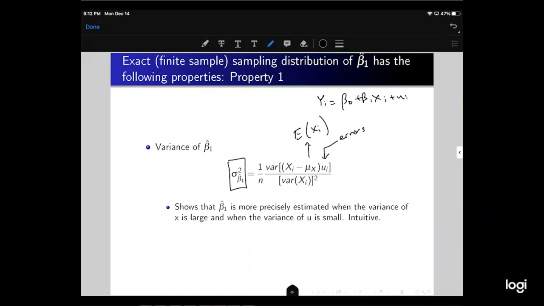So this shows that beta hat 1 is more precisely estimated, or the variance of beta hat 1 is smaller, when the variance of x is larger. So as the variance of x, the denominator, goes up, the variance of beta hat 1 goes down. And it's also smaller when the variance of u, the error terms, is small. And that's sort of intuitive, right?